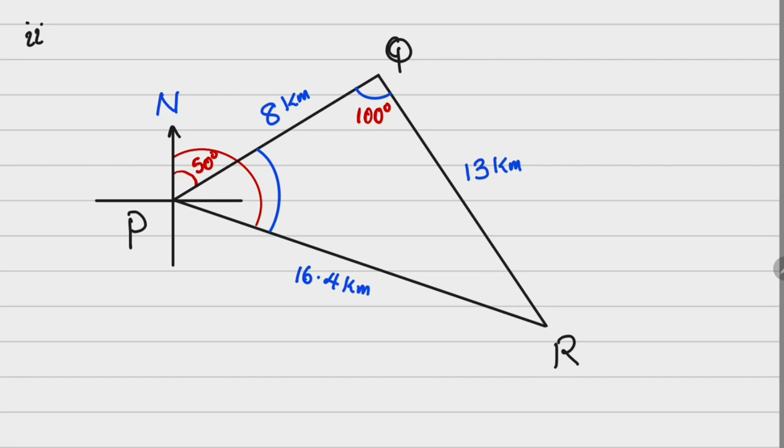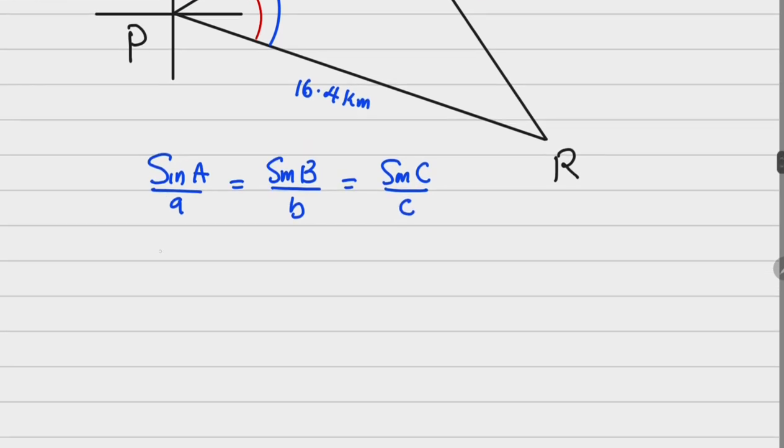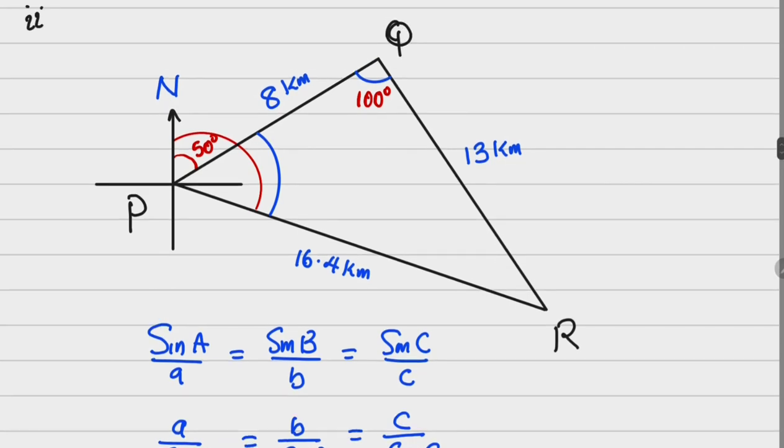So we are going to use sine rule. And let me tell you something about sine rule. Sine rule is this. If I have sine A all over A is equals to sine B all over B is equals to sine C all over C. Now, in some books, you see it written as A over sine A is equals to B over sine B is equals to C over sine C. It is all the same. Now, it depends on what you are given. Then you just do the combination.